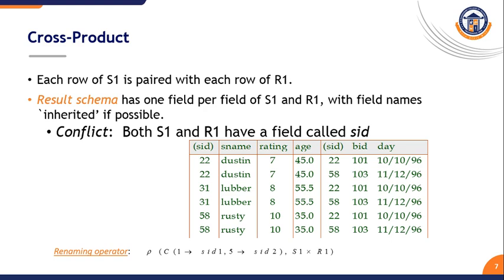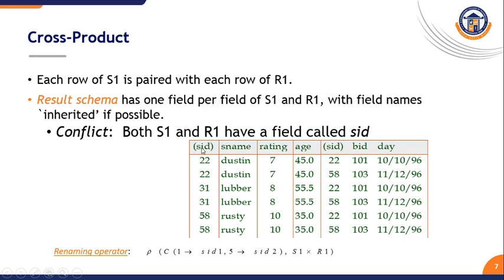Each row of S1 is paired with each row of R1. So this is S1 paired with R1. The result schema has one field for each field from both, but there comes a problem. What if both relations have a field with the same name, like SID?